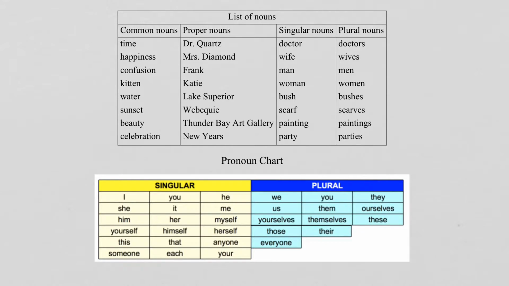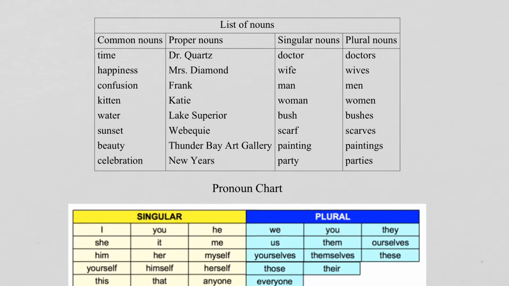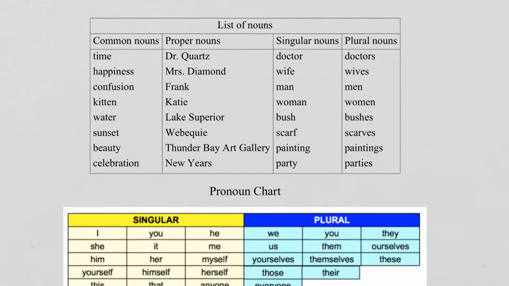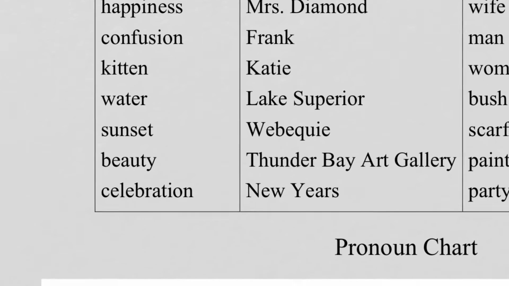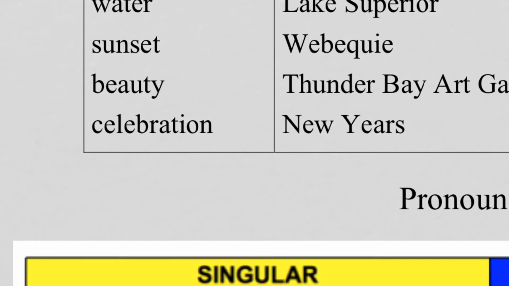I just wanted to give you a list of nouns, and I will use these in sentences later, but just notice that nouns can be concepts. They don't necessarily have to be things that we can touch, right? Remember, nouns are people, places, and things. But a thing could be something like time, happiness, confusion, or beauty, or even a celebration. I mean, can you really touch a celebration?